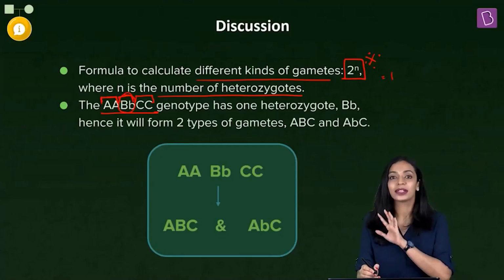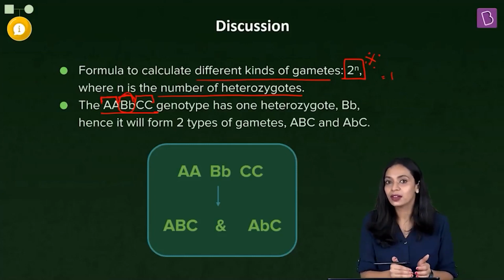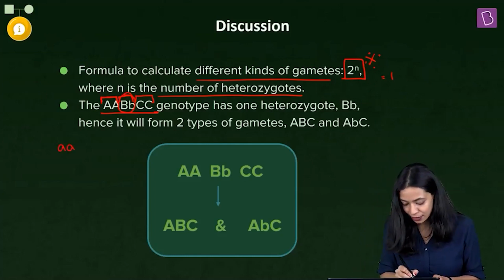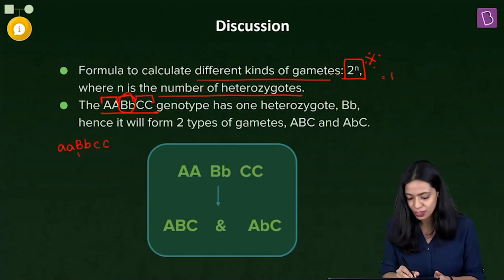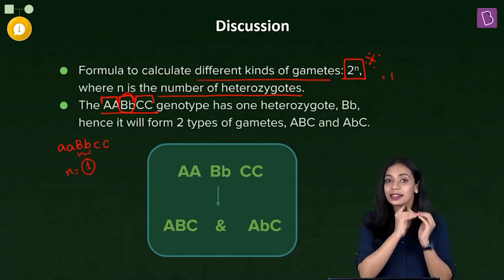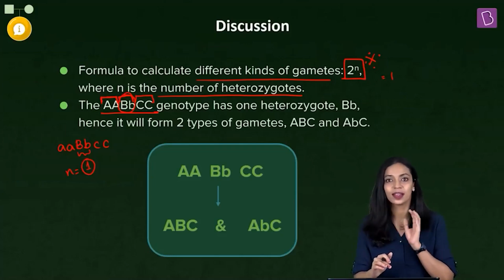One thing we must remember here, it does not matter if it is dominant or recessive. The only thing that we should look at here is whether the alleles are similar or dissimilar. Only if it is heterozygous, you will be considering that. Okay, so I will give you another example. If you have capital A, small a, capital B, small c, still the number of heterozygotes is going to be 1. Okay, so n will still remain 1. Now, this does not depend on whether the allele is dominant or recessive. Okay, so we are looking at how many genes are heterozygous. So in this given question, we have only one heterozygote, which is gene B.